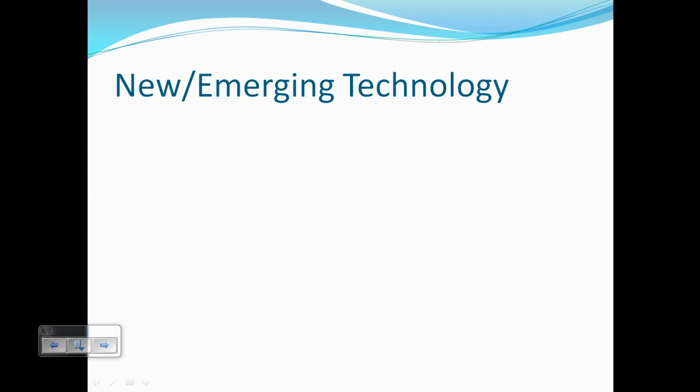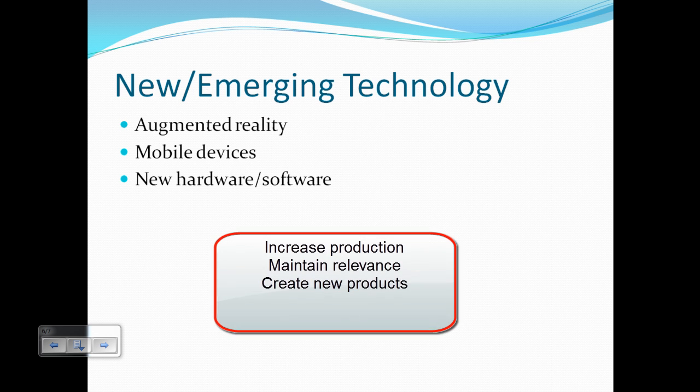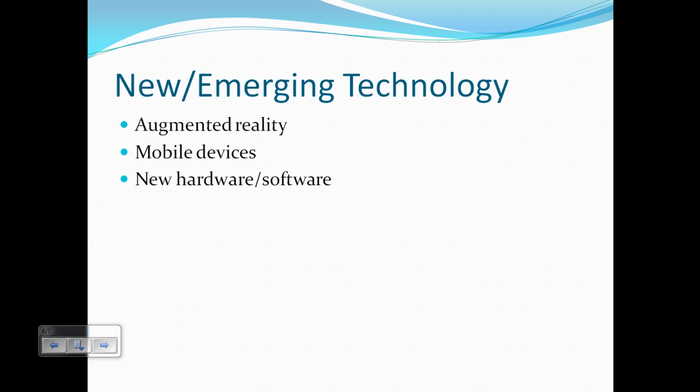The final point is new and emerging technologies. So this can refer to any new or emerging technology in your field. For multimedia, we're talking about things such as augmented reality, mobile devices, or any new hardware or software. Companies would bring in new and emerging technologies for a number of reasons. It may be to increase production. It may be to increase efficiency. It may be to be better for the environment, so bringing in alternative resources like solar power. New and emerging technologies are necessary for most companies, especially large ones, if they want to stay up to date and ahead of their competition.